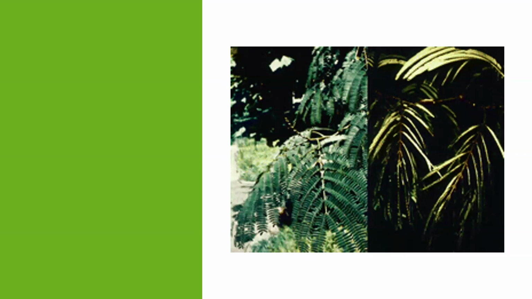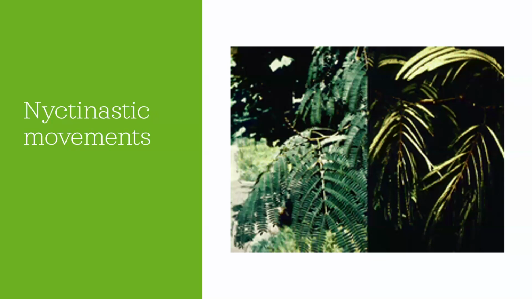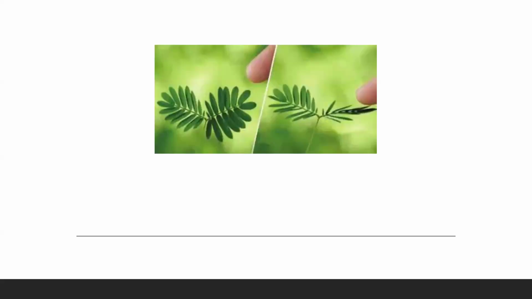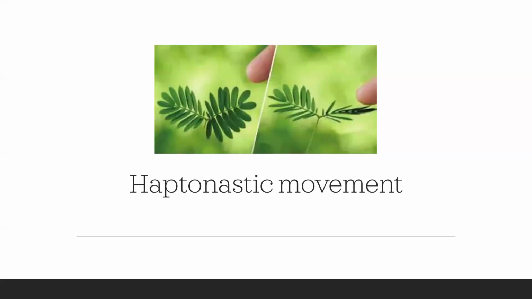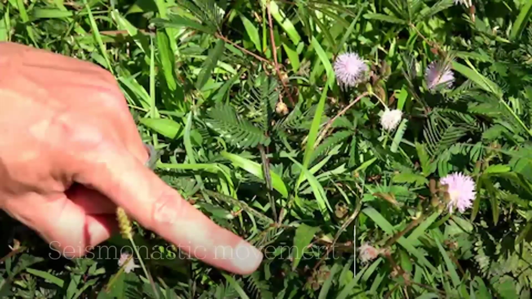We call it a nyctinastic movement. Sesbania, mimosa, tamarind. Mainly we learn tamarind and sesbania leaves, right? Their leaves are shrinking or sleeping in the evening. When you touch, mimosa leaves shrink. We call this movement haptonastic. And when you make a vibration, seismonastic movement.